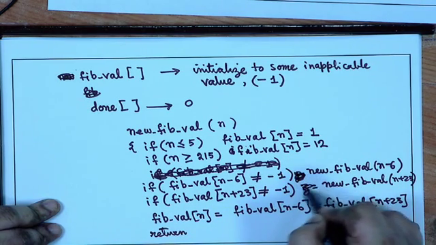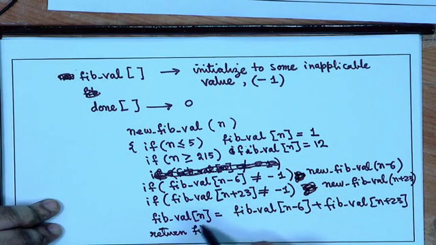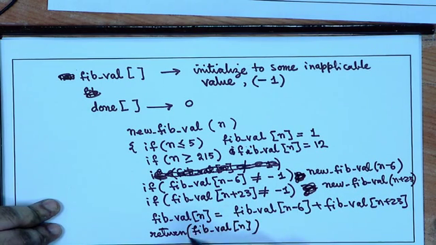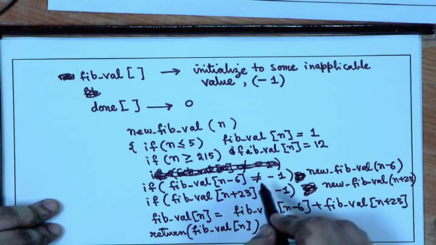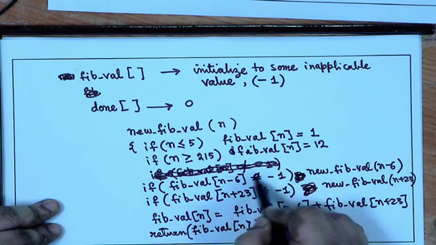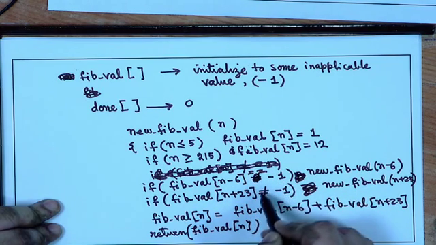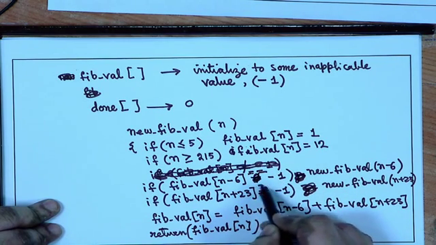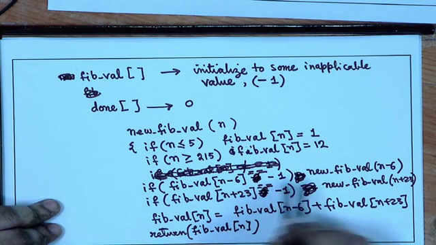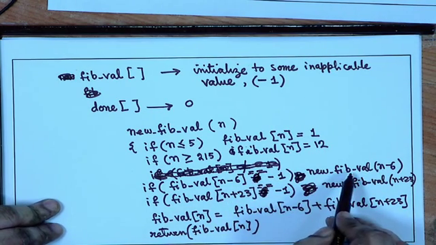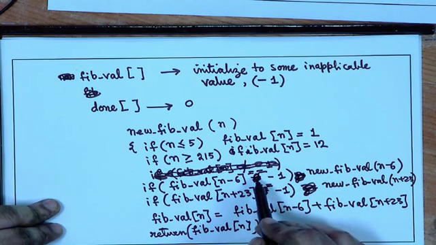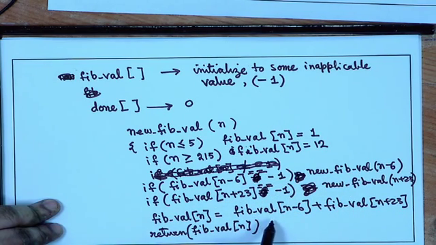This one also need not have been done. Yeah. So, this is if it is equal to minus 1, right? This should be equal to minus 1, I am sorry. If it is equal to minus 1, then you need to call the recursion. If it is not equal to minus 1, then you just use the value.